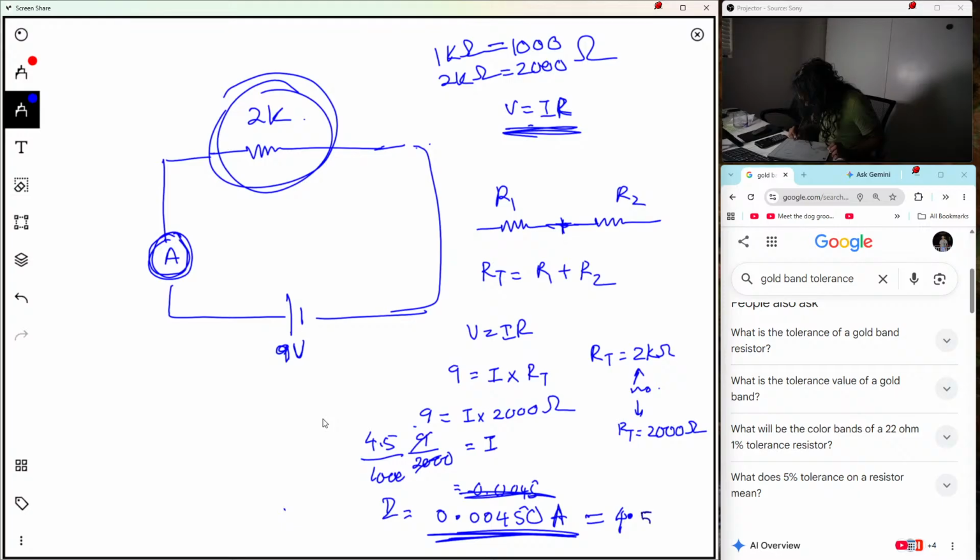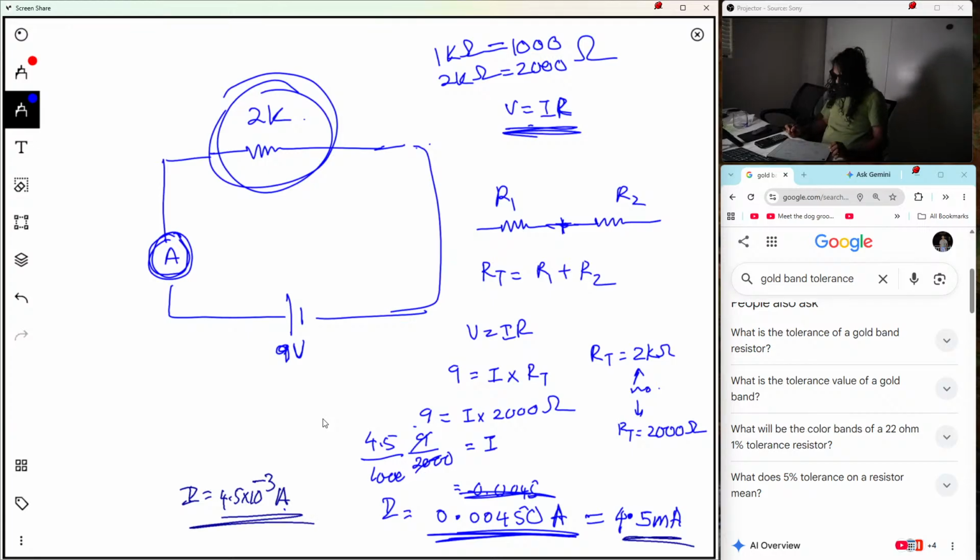So 4.5 milliamperes, or else you can also write it as I equal 4.5 into 10 to the power minus 3 amperes. Everything is the same, right? So the current should be 4.5 milliamperes based on this one. So now what we are going to do is we are going to measure it. So see the connection, right?